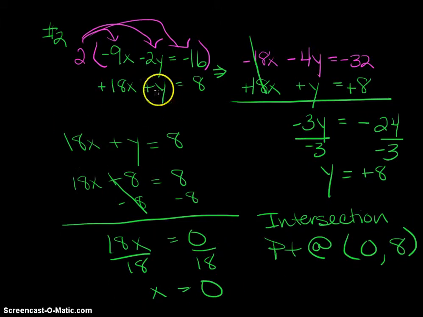Okay? So just to recap, we decided to eliminate the x's here, and we did that by multiplying 2 times negative 9 to get that negative 18 to eliminate that positive 18. And we could have eliminated the y's. And the second half of this video, I'm just going to go ahead and eliminate the y's. So I'm actually going to start over here. So let's do the same equations, but I want to show you what happens when we eliminate the y's.